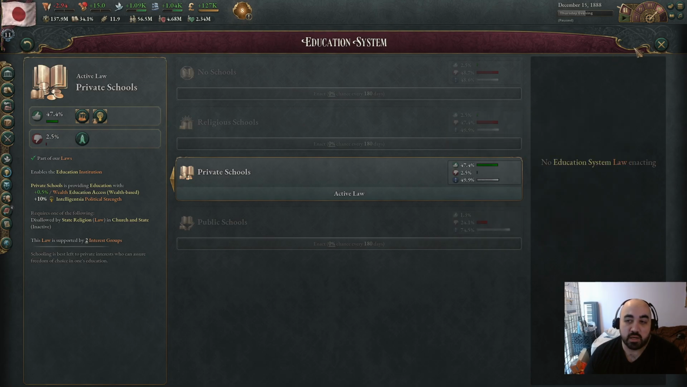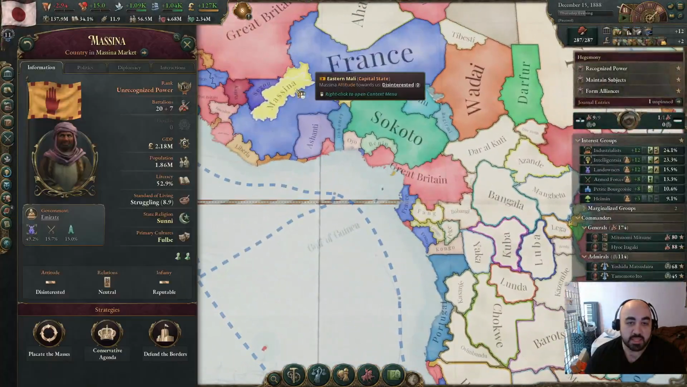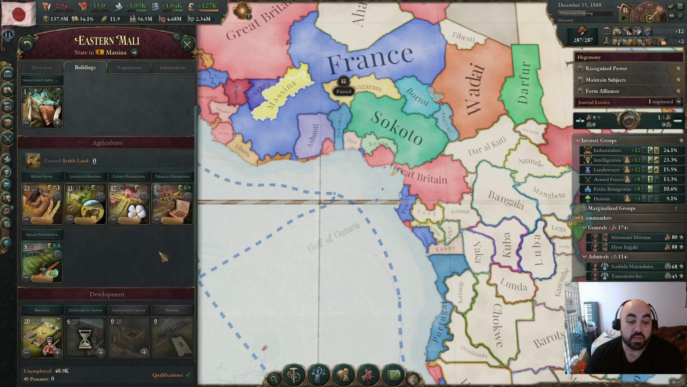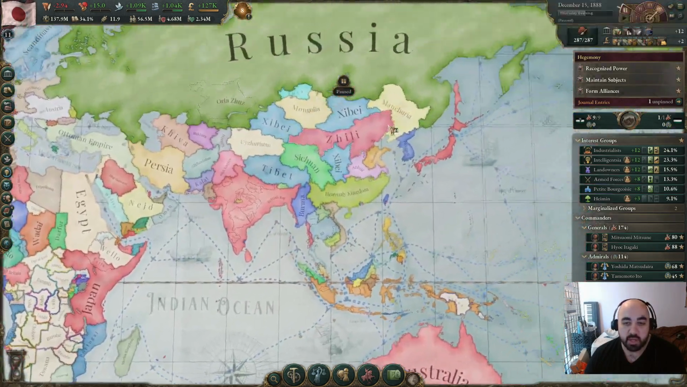And then a quick thing to note is the Mosque of Djenné, the unique building over here in Messina, who they never build if it's the AI, but it's in eastern Mali. What this will do is it will give you 20% education access. Just thought I should briefly mention that.